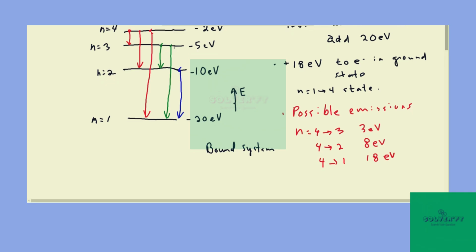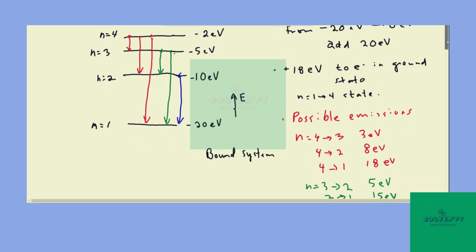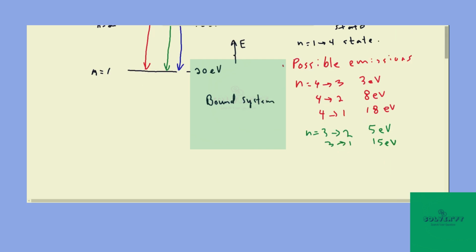Then we've got n equals 3. So we have 3 going to 2 is 5 electron volts. And 3 going to 1 is 15 electron volts. And only one more possibility. N equals 2 going back to 1 is 10 electron volts.